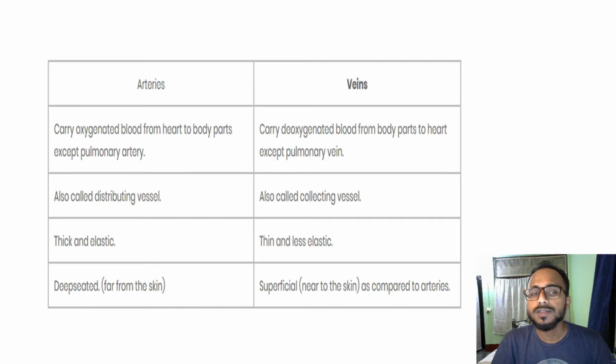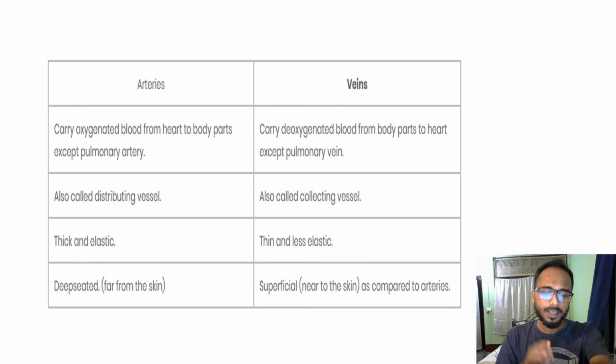So arteries are basically a distributing vessel, and veins are a collecting vessel. Arteries are thick and elastic, veins are thin and less elastic. Arteries are deep inside our skin, and veins are superficial, near to the skin as compared to the arteries.